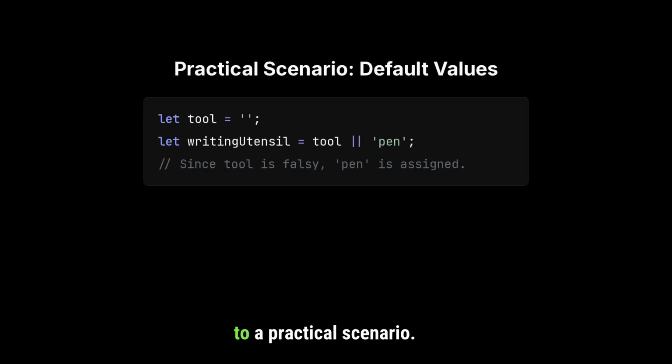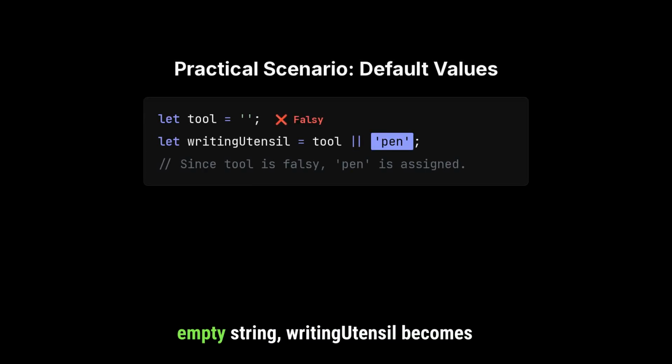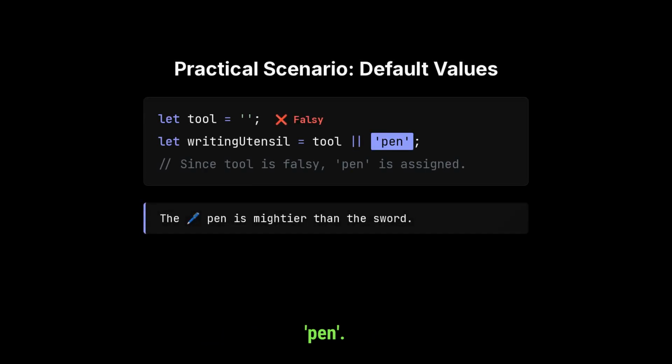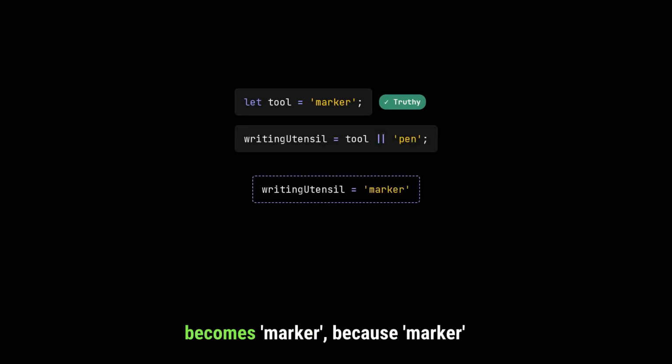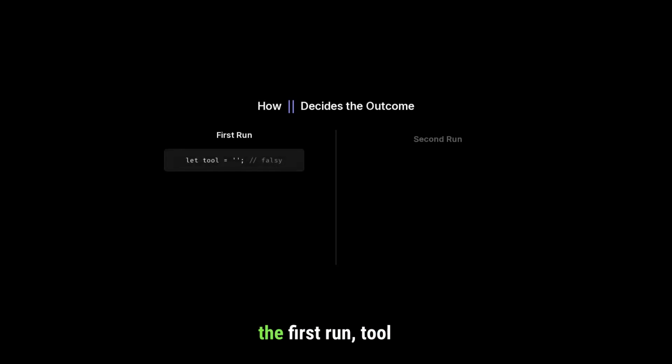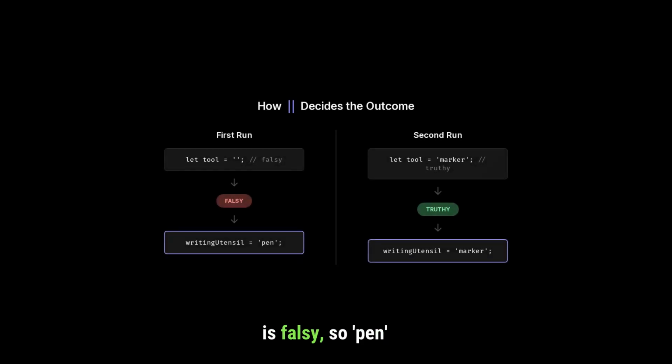Now, let's apply this to a practical scenario. If tool is an empty string, writing utensil becomes "pen". If we reassign tool to "marker", writing utensil then becomes "marker", because "marker" is a truthy value. This works because in the first run, tool is falsy, so "pen" is used. In the second, tool is truthy, so "marker" is retained.